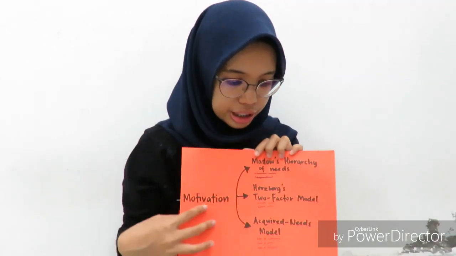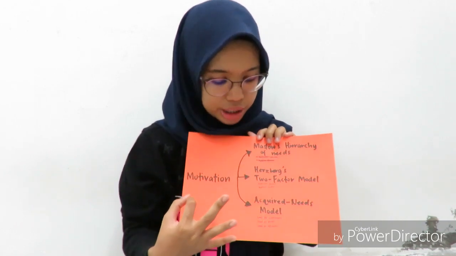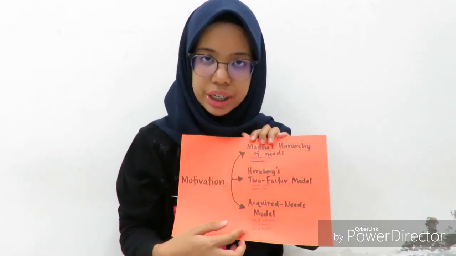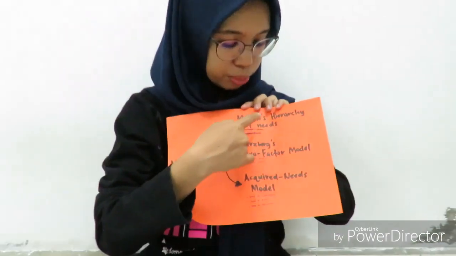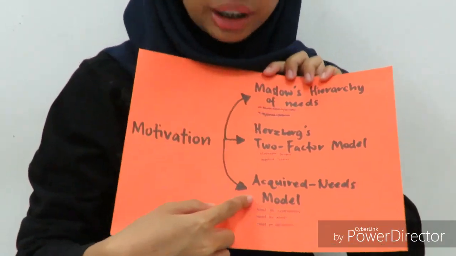Motivator factors is related to job content or what people actually do during their work, and hygiene factors associated with the job content in which the job is performed. The acquired needs model contains 3 needs, which is need for achievement, need for power, and need for affiliation. So motivation has 3 types of theory, which is Maslow hierarchy of needs, Herzberg 2-factor model, and acquired needs model.